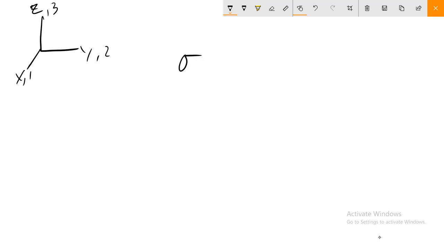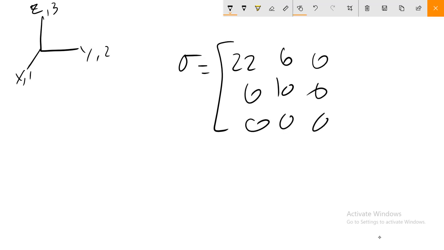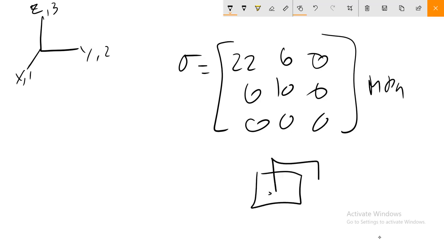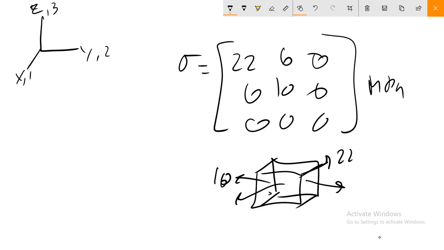So if I have a stress tensor that looks like this, where I have 22, 10, 6, 6, 0, 0, 0, 0, 0 megapascals, i.e. my cube looks like this. I'm pulling out here in this direction, 22. We're pulling out here in this direction, 10. And then I have basically a force going here, pointing in this direction.